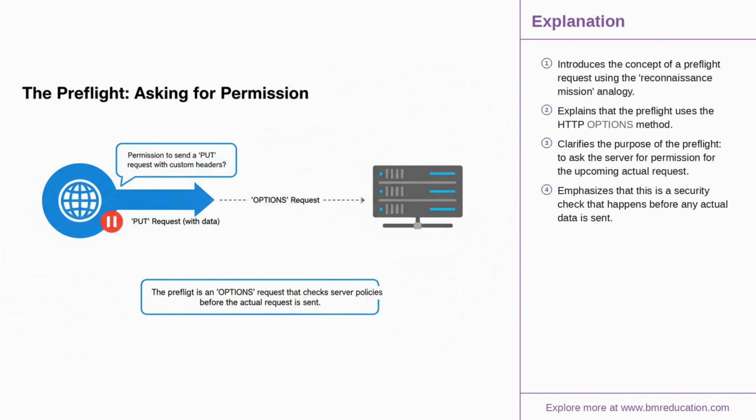This OPTIONS request doesn't contain any of the actual data. Instead, it asks the server for permission. "Hey, I'm about to send a PUT request from this origin with a custom X-Auth-Token header. Are you okay with that?" This pre-check ensures the server is aware and approves before anything significant happens.